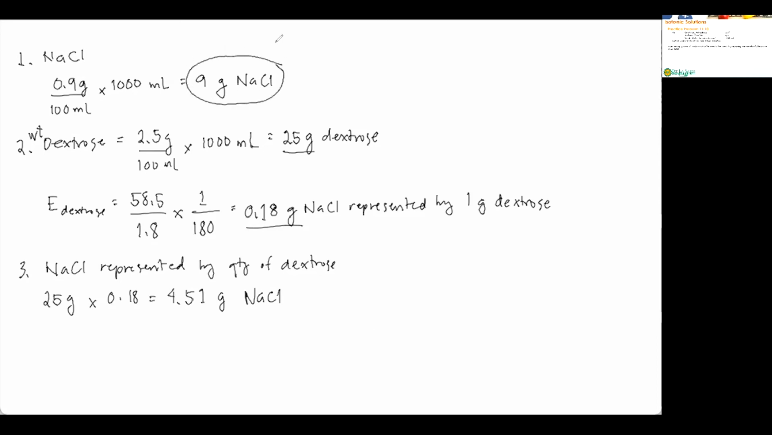Remember that initially we have already determined that we need to have 9 grams of sodium chloride per 1,000 milliliters of the solution to make the solution isotonic. Now, we have also determined that 4.51 grams of sodium chloride are equivalent to the quantity of the dextrose that is present in the solution. So in order to make the solution isotonic, you only need to add 9 grams minus 4.51 grams of sodium chloride. And that is equal to 4.49 grams of sodium chloride.